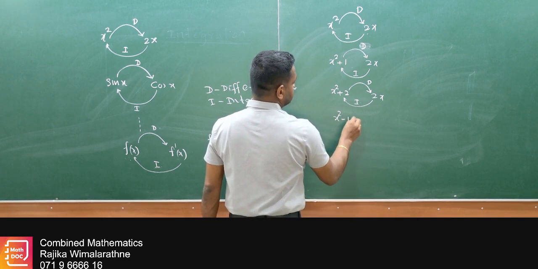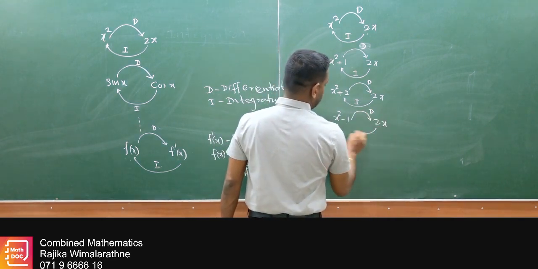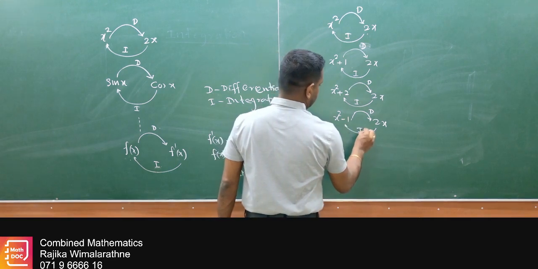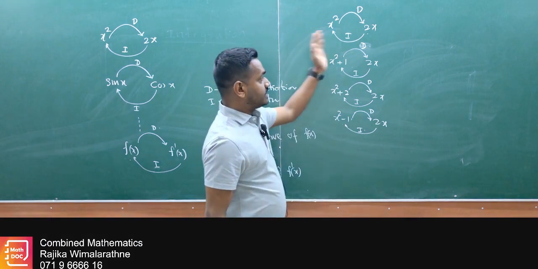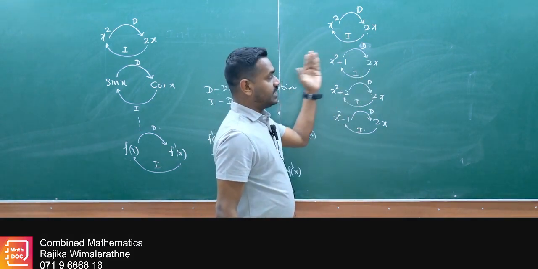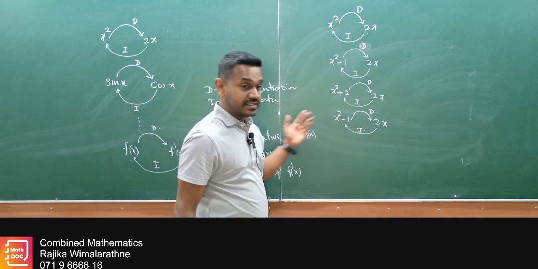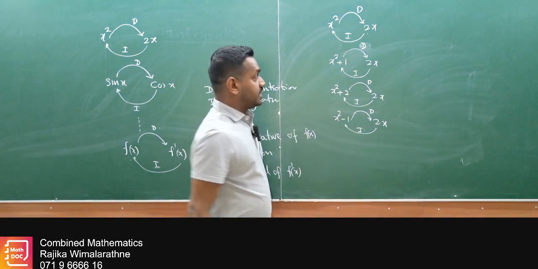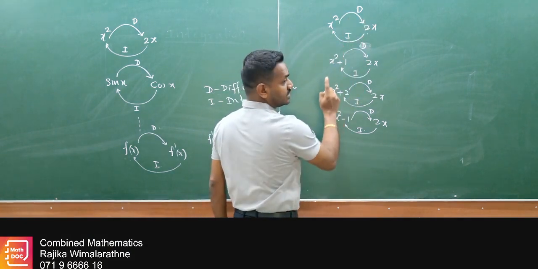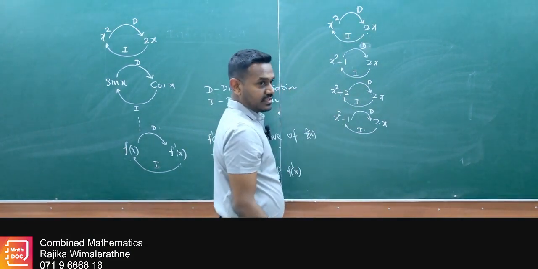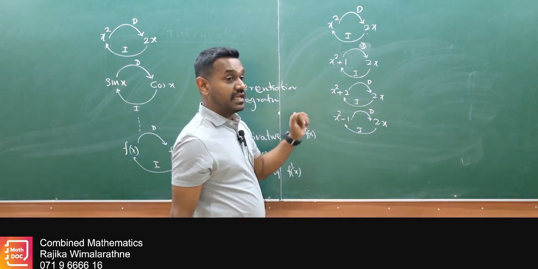Then x squared minus 1, derivative 2x, integral will be x squared minus 1. We have the same result, but when we integrate we have many solutions, many results, no? Therefore, here the result of the differentiation-integration process is not definite. This is called an indefinite integral.